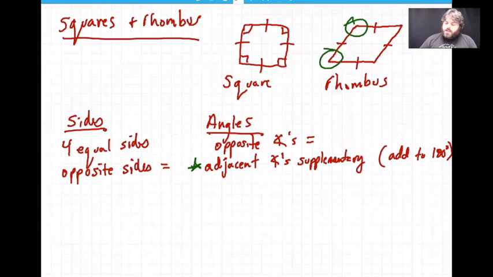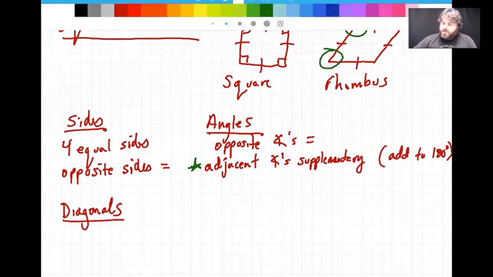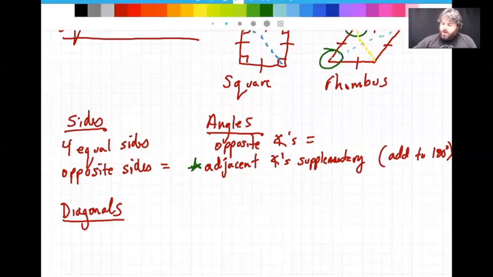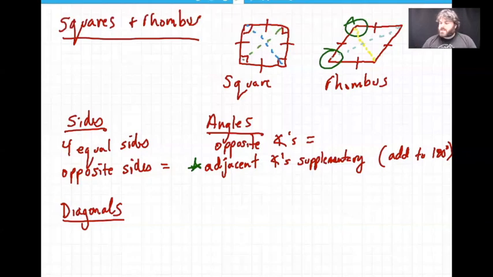Okay, so next, what about the diagonals? Now remember, the diagonals are the lines that connect the opposite angles together. So there's one diagonal. Here's another diagonal, okay? I'll do one on the square as well. Here's a diagonal on the square, and here's another diagonal on the square. Those are my diagonals. They're from corner to corner, okay? So what do we know about diagonals? We know that the diagonals bisect each other.